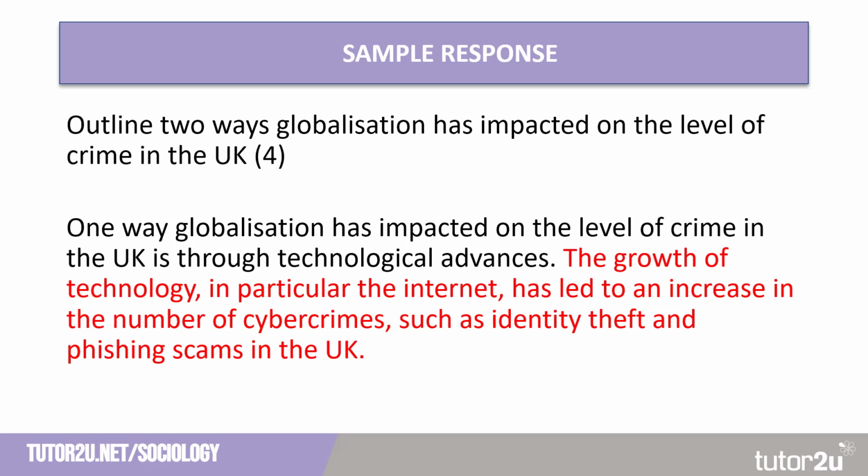We then add to this by talking about how it has impacted on the level of crime. The growth of technology, in particular the internet, has led to an increase in the number of cybercrimes, such as identity theft and phishing scams in the UK. So we've identified our cause, technological advances, and we've linked it in to an increase in the level of cybercrime. That gets us 2 of the 4 marks that are available for this question.